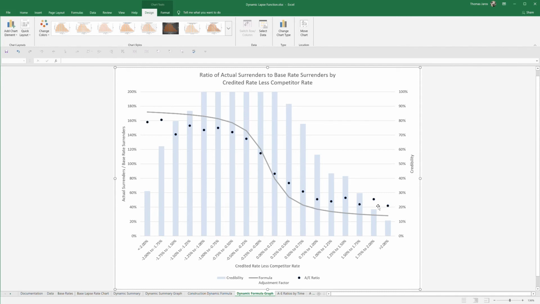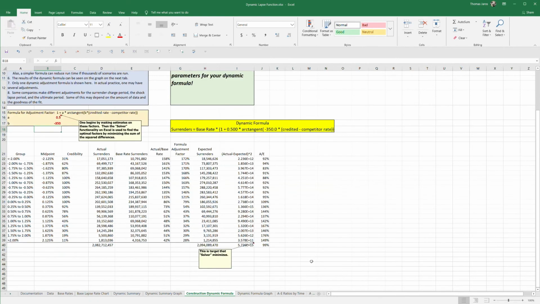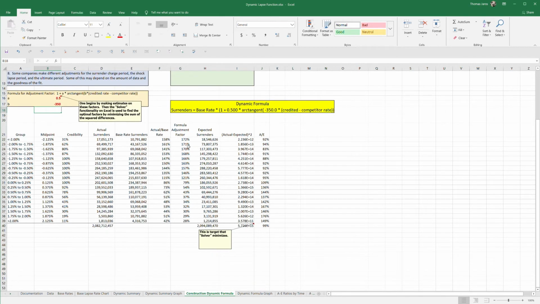Here's what the actual to expected ratios look like. We'd like to have that line fit in with those little dots. It doesn't quite do it. And so we'd like to have a minimization technique going on here. Minimize, say, the square differences between these two items here. We got the square differences here.